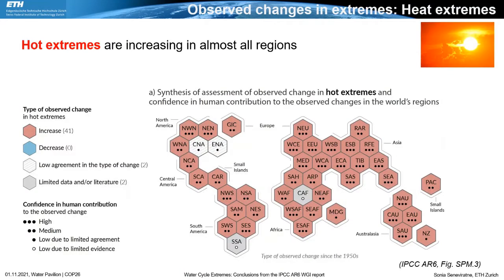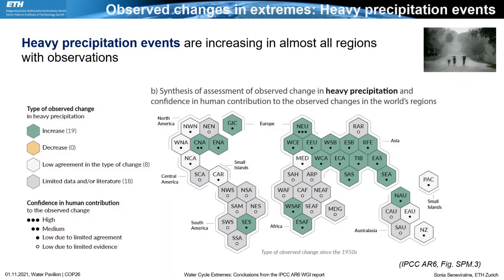So I'm showing a picture from different changes in extremes across the world. Hervé has also shown this picture for heavy precipitation. I wanted to start with temperature extremes because they are related also to some water cycle extremes because they amplify a drought. And as you can see, in almost all regions of the world, we see an increase in hot extremes. For heavy precipitation, in most of the regions with observations, we also find an increase in heavy precipitation.